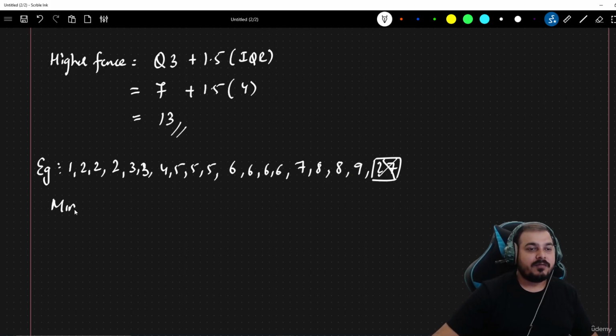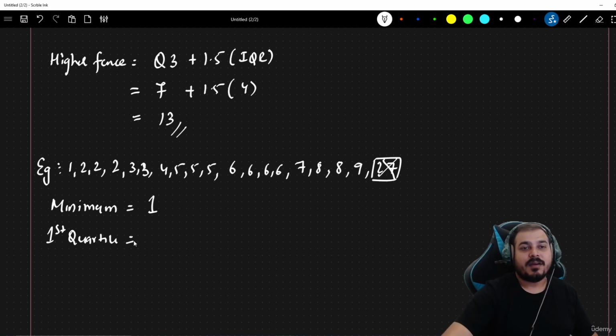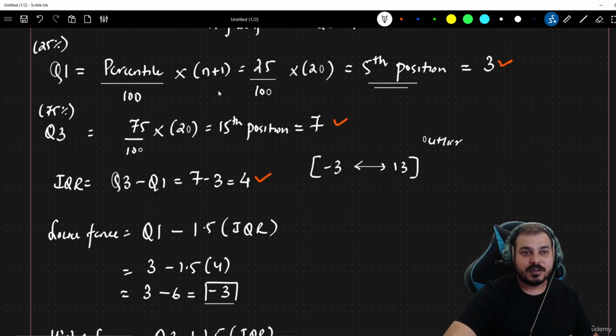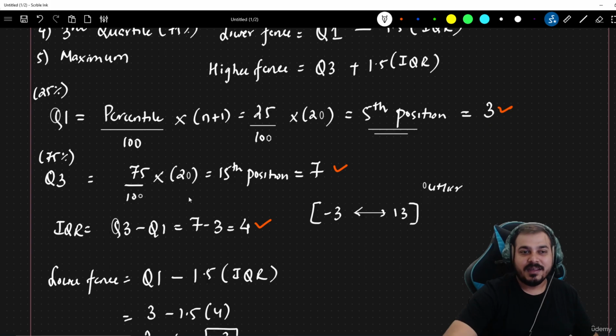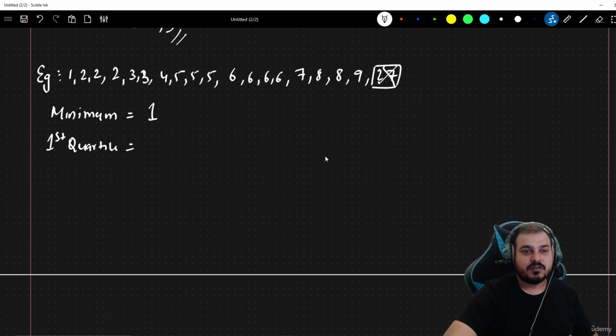Now, if I want to find the minimum value, it will obviously be the lowest value. Over here I have 1. Then my first quartile, which is the 25 percentile. I have computed it over here. Let's see what is Q1. Q1 is 3. Q3 is 7. So here I will write 3. What is the median? Because this is my third number.